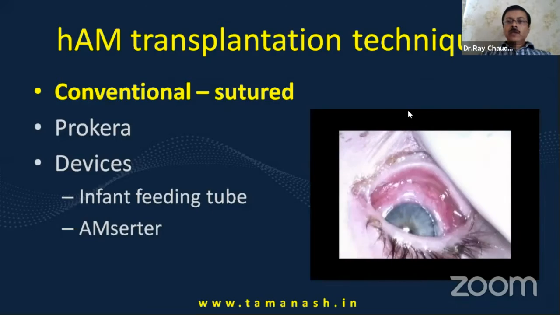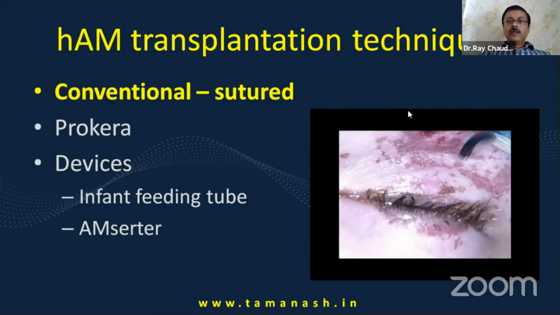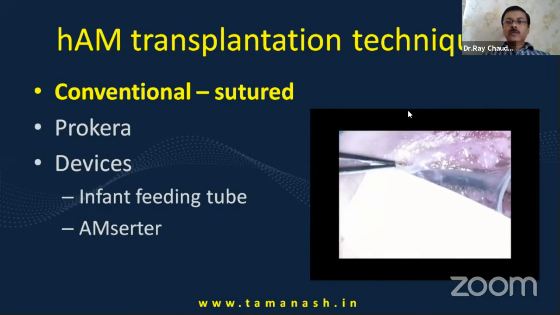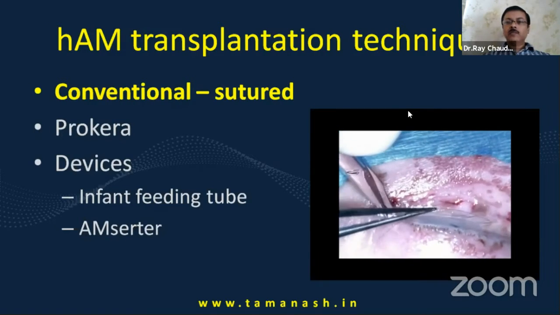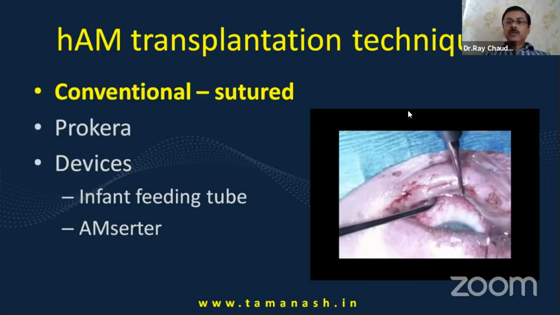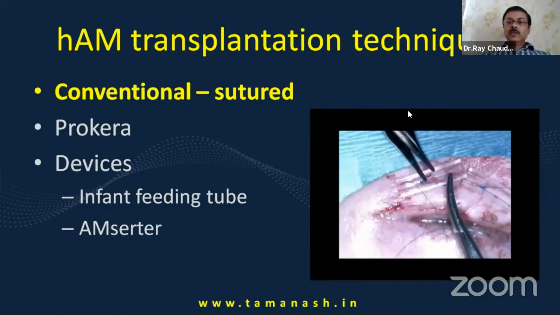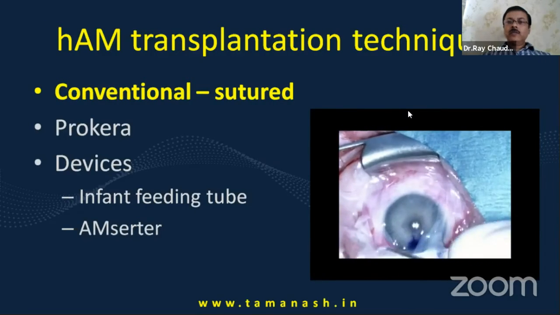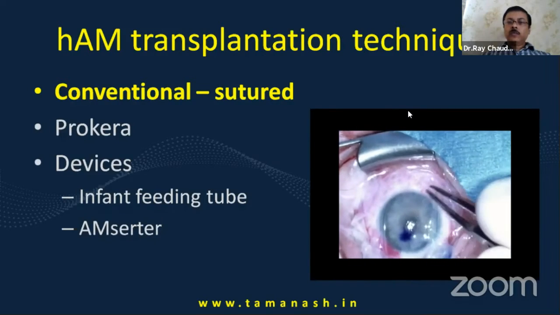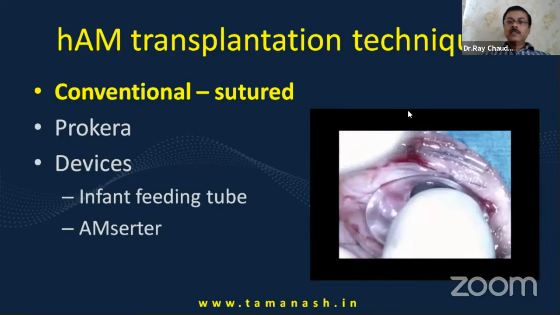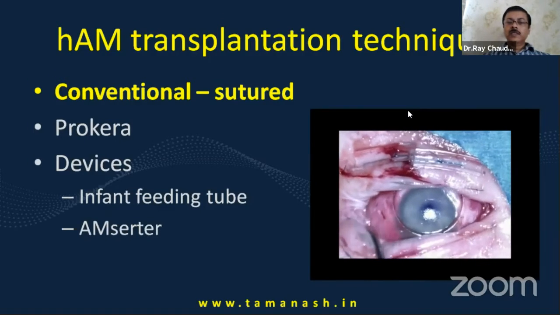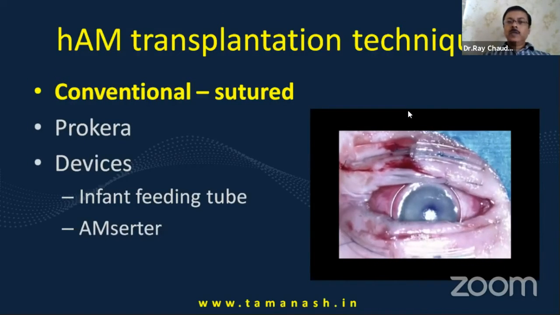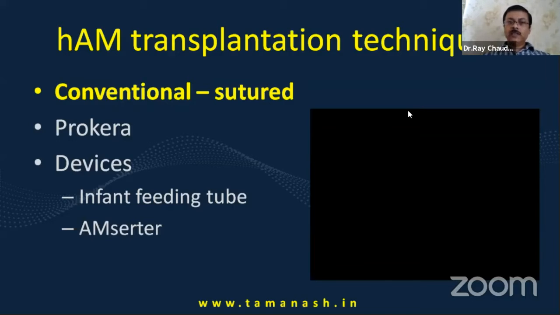So the conventional way of doing an amniotic membrane transplantation is, of course, overlaying the amniotic membrane on the eye and then tucking it with a blunt instrument and suturing it to the lids using bolsters, and then finally putting in a conformer. But this job is done in the ICU, often with topical anesthesia or without any anesthesia, and it is extremely painful for both the patient and the surgeon.